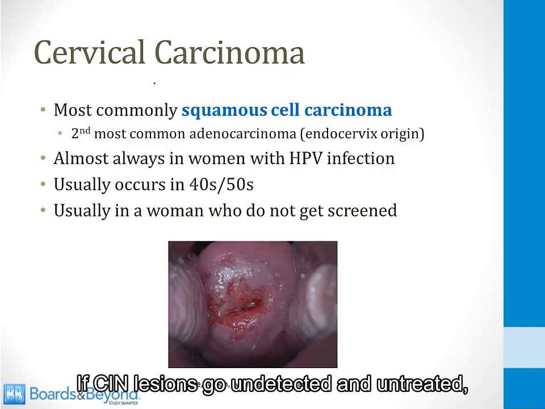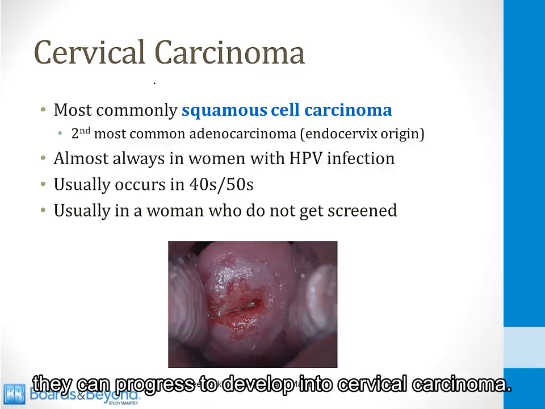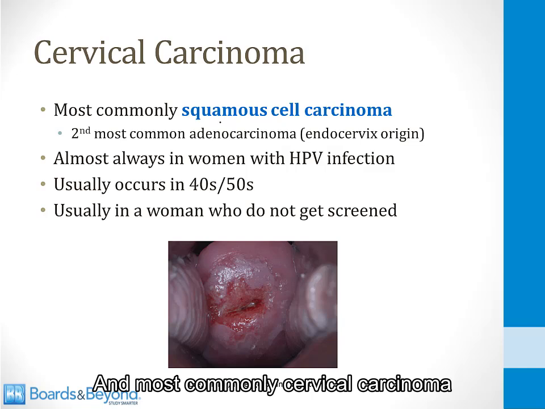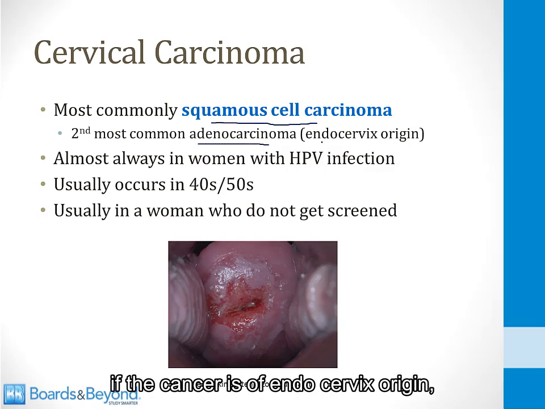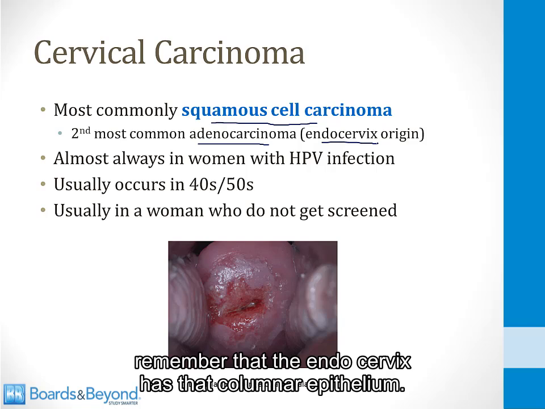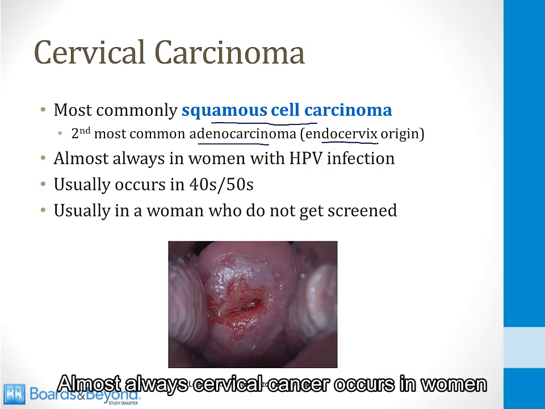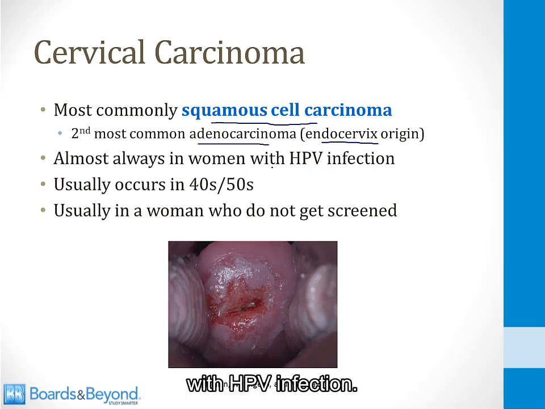If CIN lesions go undetected and untreated, they can progress to develop into cervical carcinoma. And most commonly, cervical carcinoma is squamous cell carcinoma. Second most commonly, it can be an adenocarcinoma if the cancer is of endocervix origin. Remember that the endocervix has that columnar epithelium. Almost always, cervical cancer occurs in women with HPV infection.